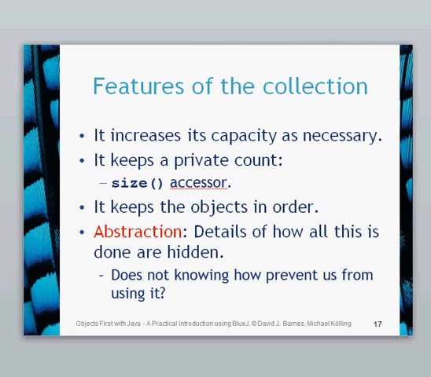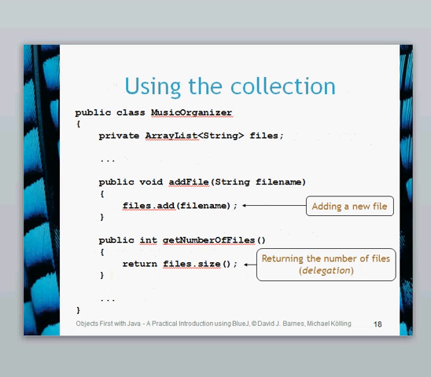In terms of using the collection, here we've got the music organizer class, and we can see at the top there we've got the field which is defined. Again, access modifier, type and name, no difference there. All we're doing is creating that type. We've then got a method in the class, which is the addFile method. It doesn't return anything, and it takes a parameter of one type string. So this is what we're going to use to add our strings to our collection.